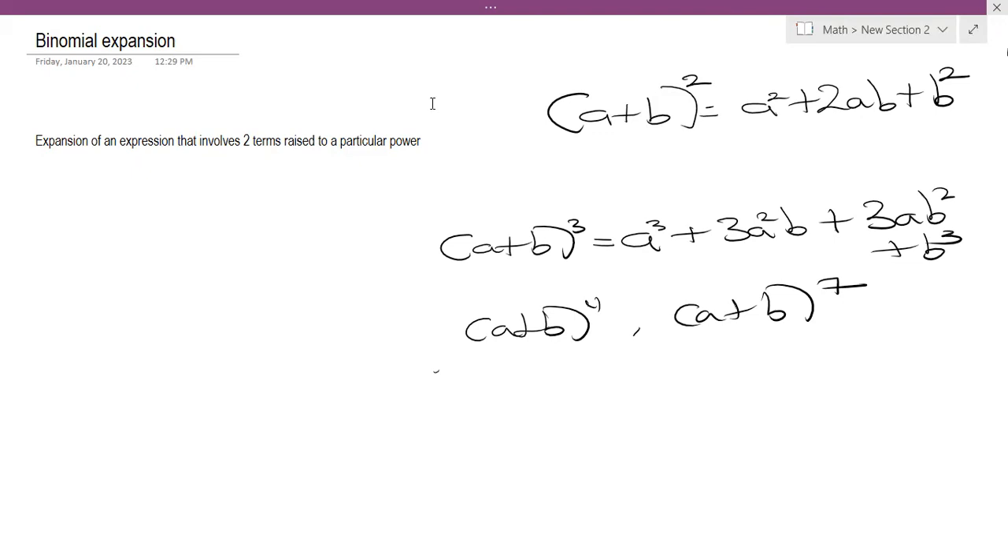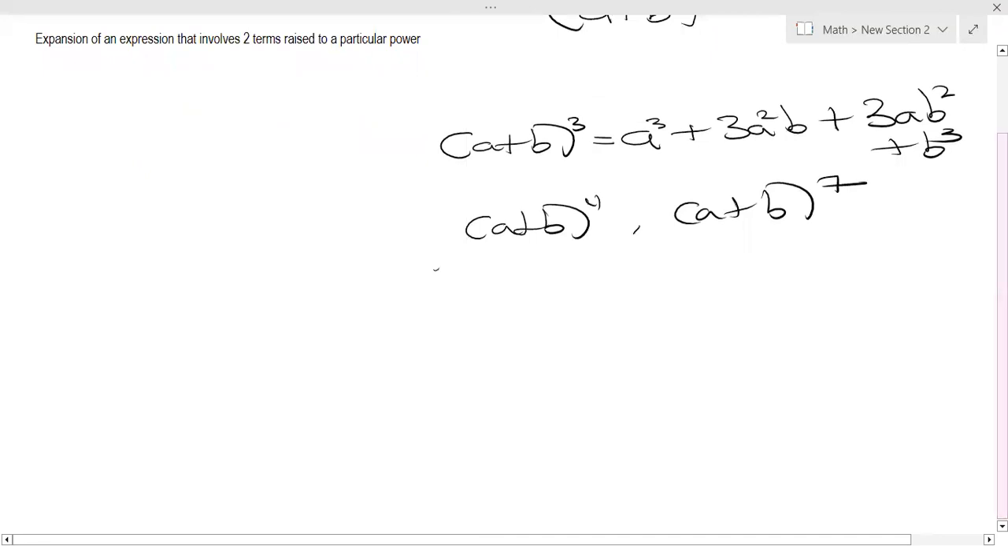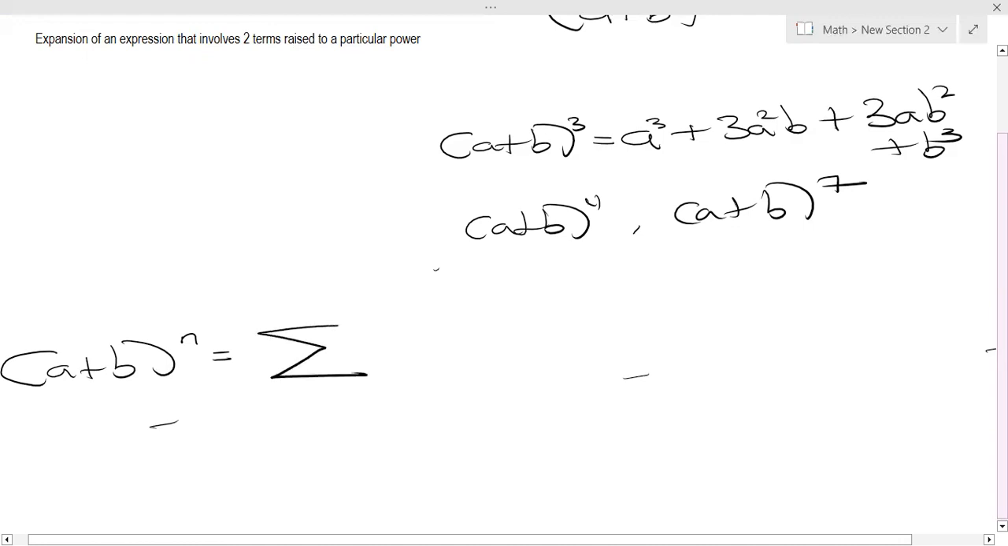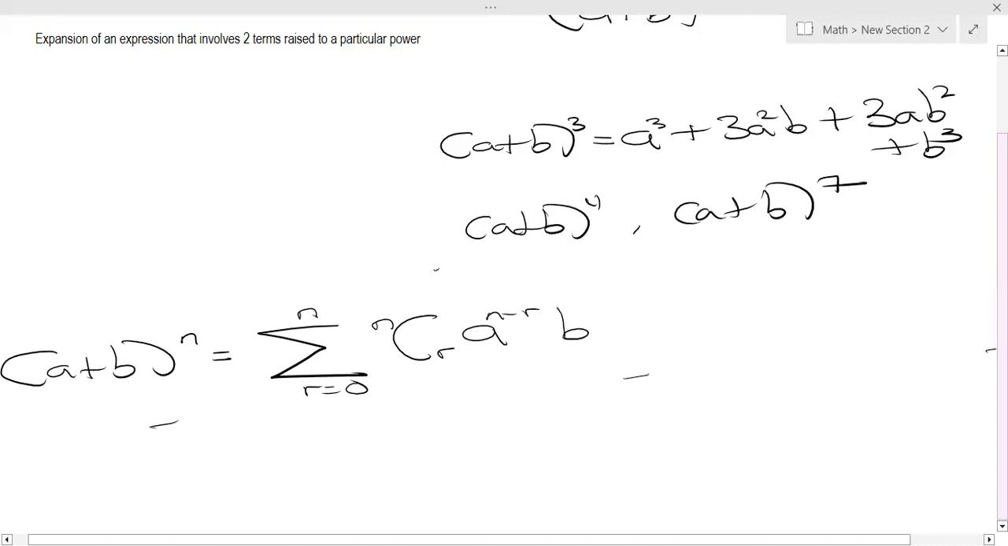Supposing we have a plus b raised to power n. How do we expand this? I'm going to use the summation notation now. We have the sum from r equals 0 to n of n C r, a raised to power n minus r, then b raised to power r.